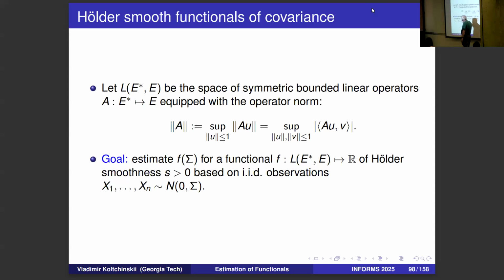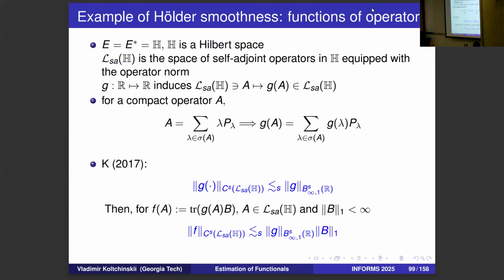to estimate f of sigma, now for a functional of certain smoothness, based on i.i.d. observations. I gave here a couple of examples of Hölder smooth functionals, okay? Well, which functionals will be covered by this definition? The examples will be in the case of Hilbert space.